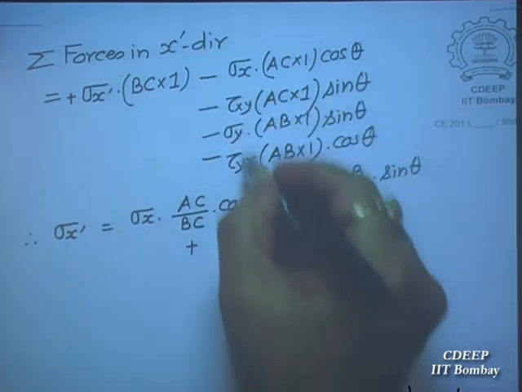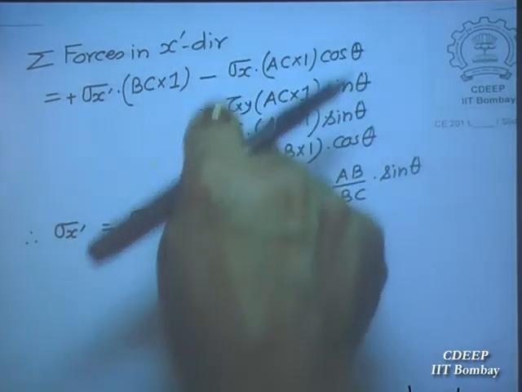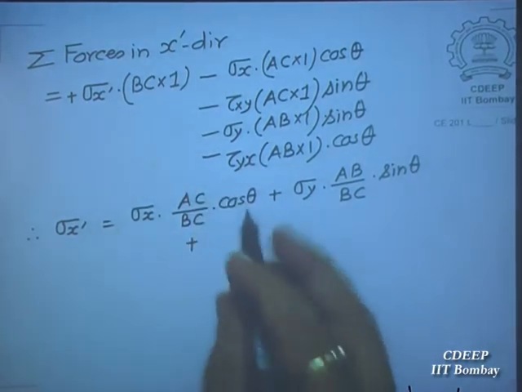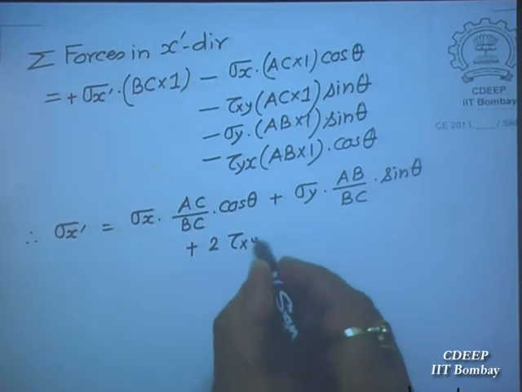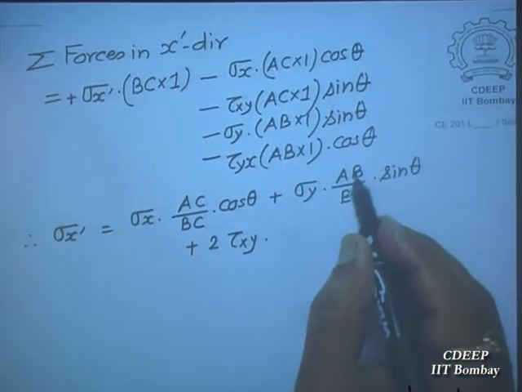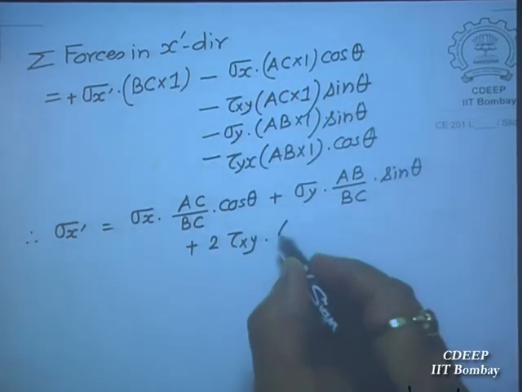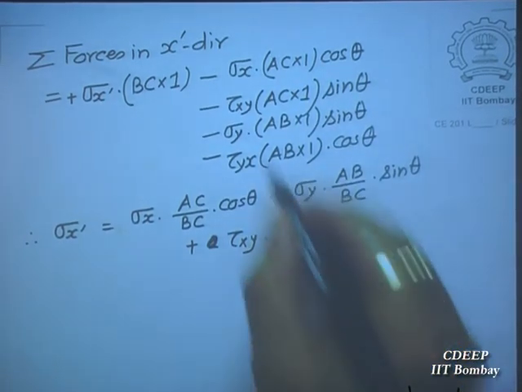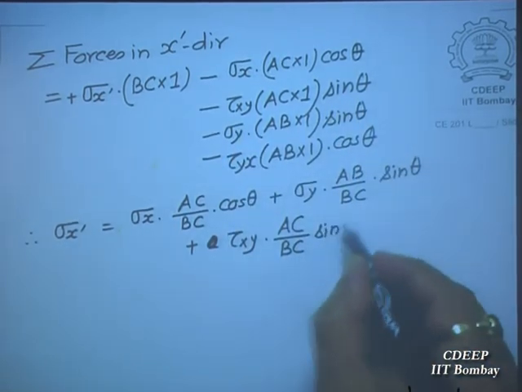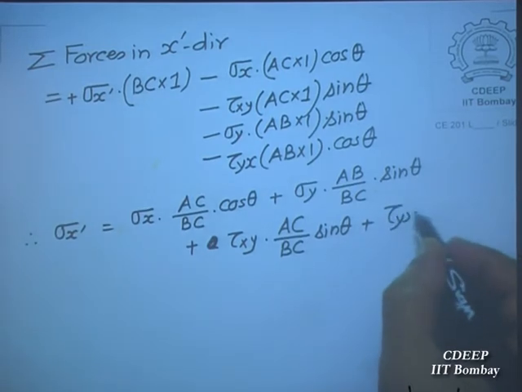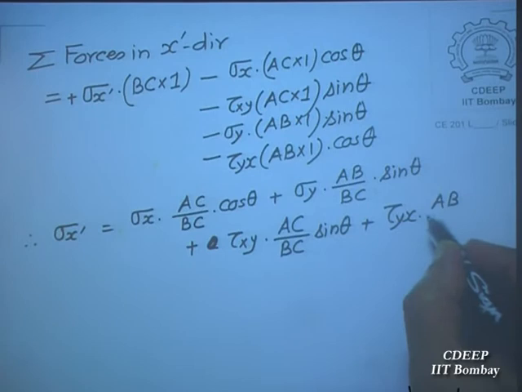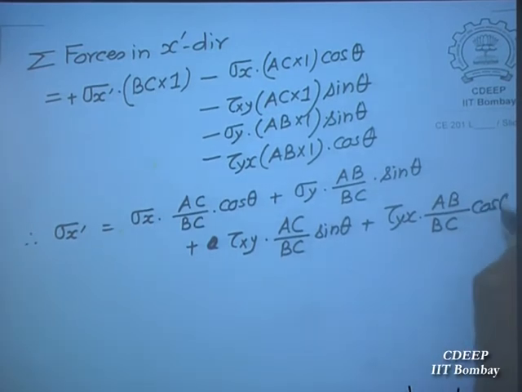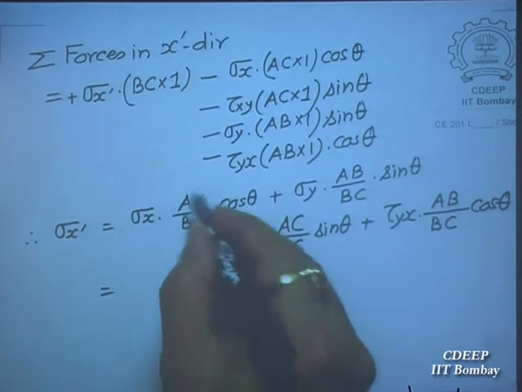See, tau xy and tau yx both are equal. Do you know that they are complementary to each other, they are equal? You know how to prove that? Moment about z axis, if you take, then it will be proved. So that means twice tau xy, this one will be AC by BC into sine theta, plus tau yx AB by BC into cos theta. Yes, please take it. Now what are these quantities we have already done?